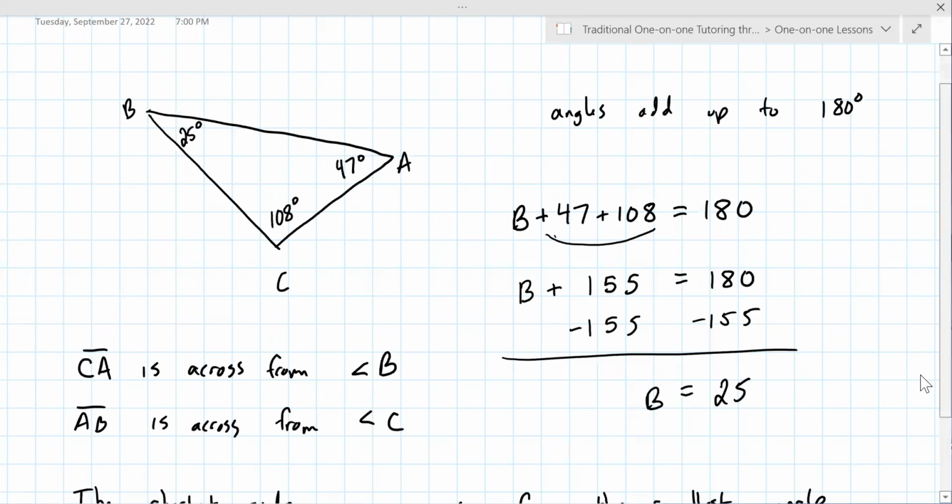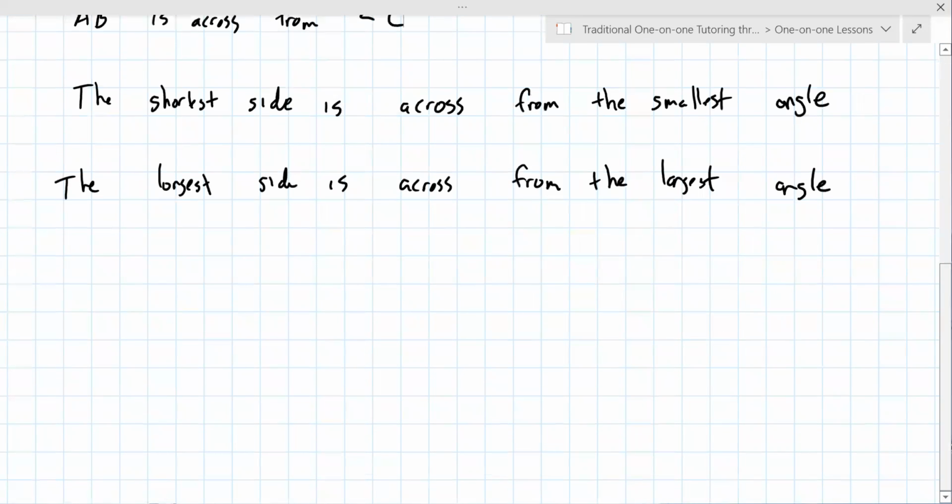So here's what we know so far. We know that CA is the shortest, and the other side, AB, is the longest. Which one is in the middle? BC. You already have AC, yeah, I said BC. BC is across from A. So shortest side, longest side.